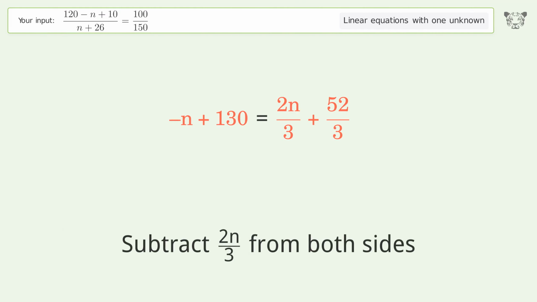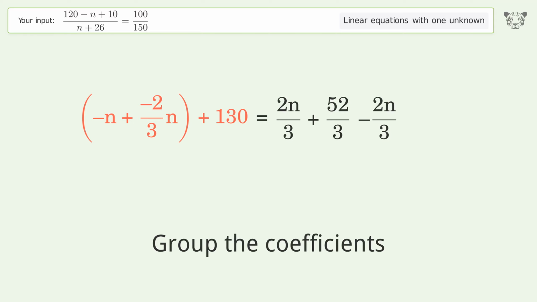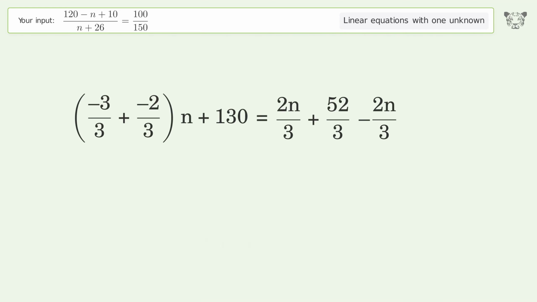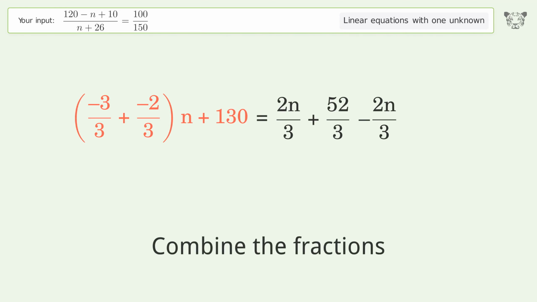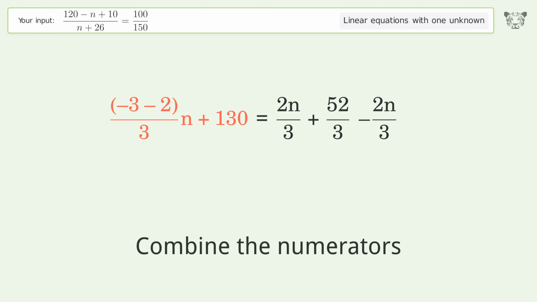Subtract 2n/3 from both sides. Group like terms. Group the coefficients. Convert the integer into a fraction. Combine the fractions. Combine the numerators.